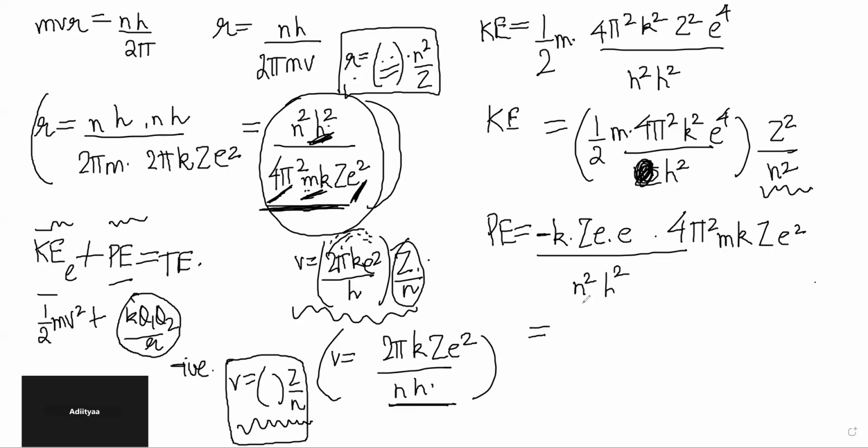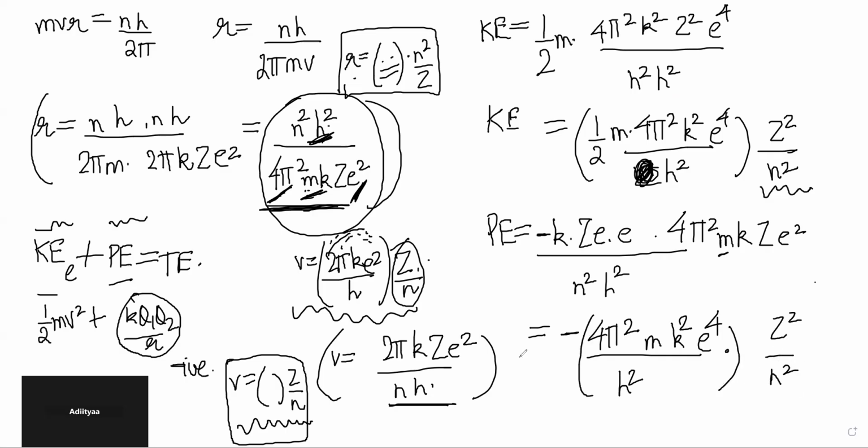So now see what is coming. Minus 4 pi square m k square e power 4, see, by h square, and then Z square by n square. Can you see what I'm saying? Kinetic energy is half of that. So see, this constant is exactly the same, and kinetic energy is just half of that. The same constant is present here also, but it is negative now, right?